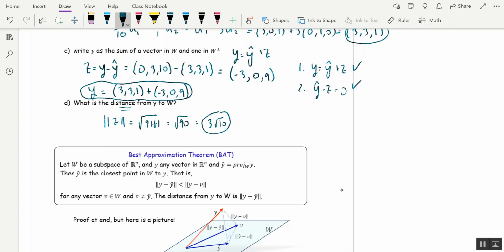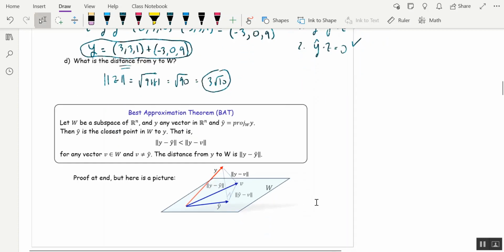I have a proof at the end, but here's a picture. If you're living in W and you want to be close to y, then you want to be y hat. This vector here is the closest one to y in W. For any other vector, this distance is going to be longer than this distance. And so we truly can say that the distance from y to W is the length of y minus y hat. That's the length of z, because y minus y hat is what we're calling z.